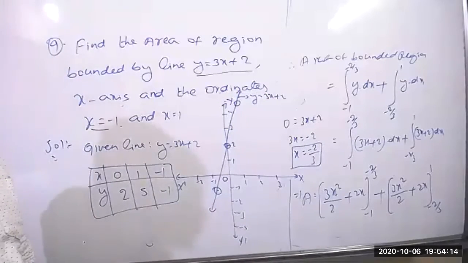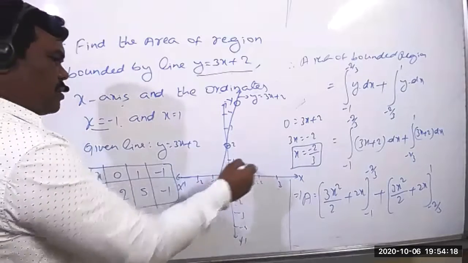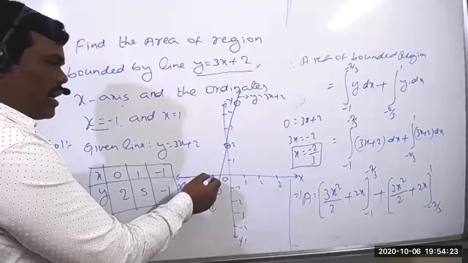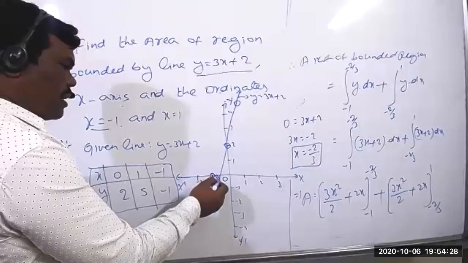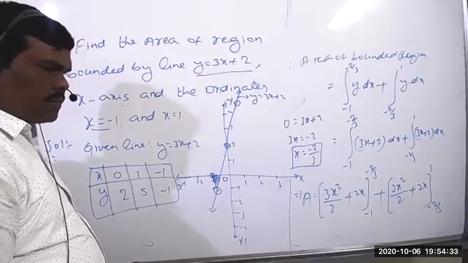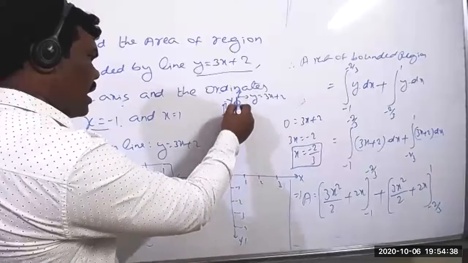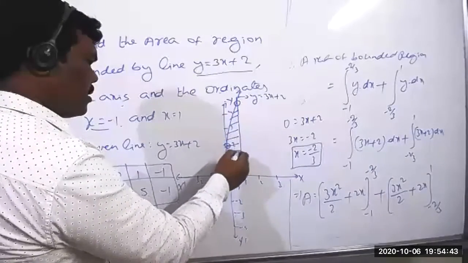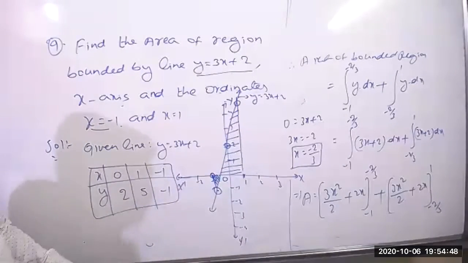But what is generally required now? The area bounded by this line, the x-axis, and x equals -1. Where do you get x equals -1? This is the point. That means the line x equals -1 and the x-axis give us this bounded region here. This one is required. And if we take x equals 1, we'll get a line like this, and this area is also required. So these two areas are required.